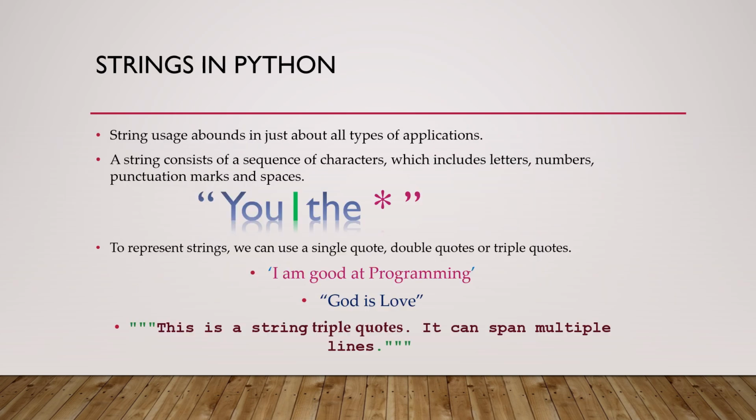String usage abounds in just about all types of applications. A string consists of a sequence of characters which includes letters, numbers, punctuation marks, and spaces. To represent strings, we can use single quotes, double quotes, or triple quotes. As given in the sample, we can make use of single quotes and double quotes for representing the string, and triple quotes, which can span multiple lines.